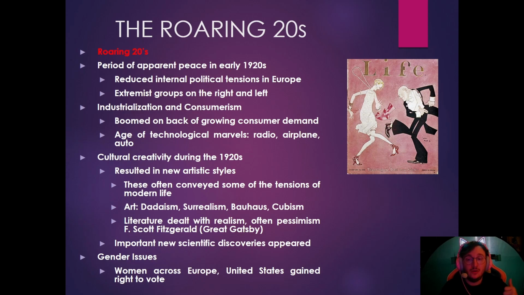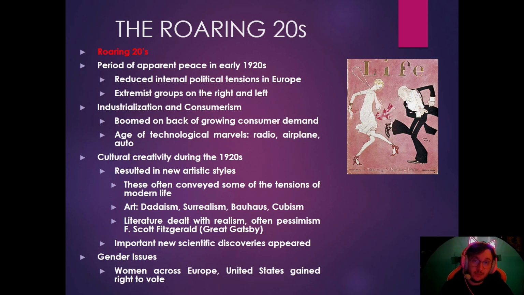This is an age of technological marvels: radio, airplanes, easier access to cars and automobiles. This is going to be the time period of the transatlantic plane rides. This is really interconnectivity. We're also going to have a lot of cultural phenomena take place in the 20s: new art styles, Dadaism, Surrealism, Bauhaus, Cubism. We're also going to have a lot of new literature that deals with realism, often pessimistic, for the rich. This is going to be F. Scott Fitzgerald, Great Gatsby, certain others. We're also going to have important scientific discoveries, right? It's just a period of technological growth and economic growth, well, until the end.